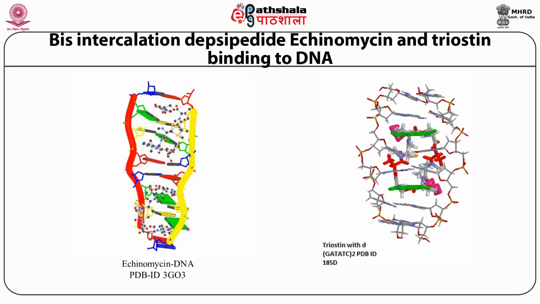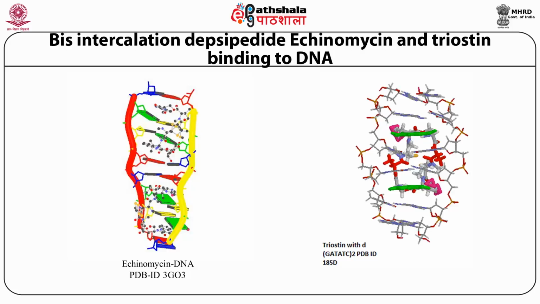On the left hand side, we show structure of echinomycin, PDB ID 3GO3. On the right hand side, we show the structure of triostin with GATATC. The PDB ID of this structure is 185D.